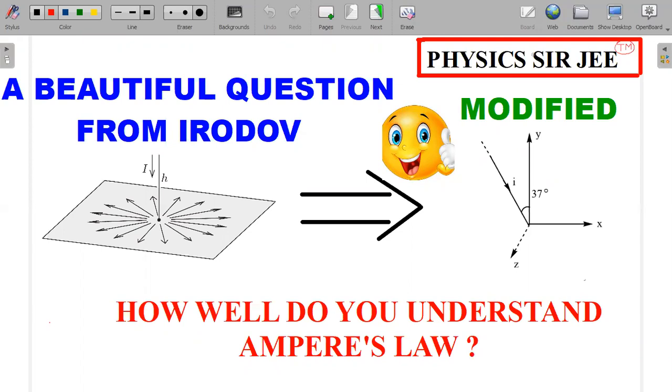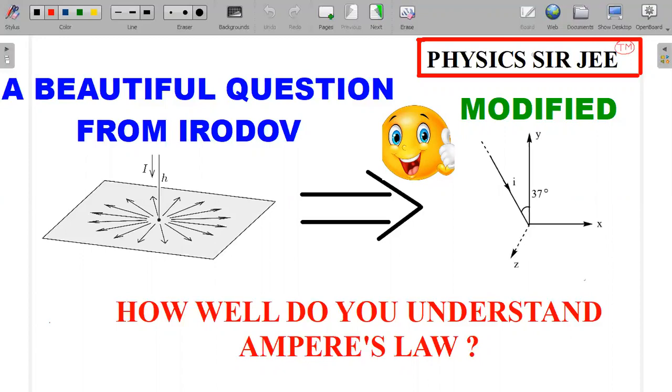Today we are here with a beautiful problem from the textbook of Irodov, General Problems in Physics. It's a problem, I think, somewhere in section 3, so 3.231 or something, where a current enters a conducting plane and spreads out radially, as you can see in the left part of the diagram. You can refer to that question before you start doing this particular one.